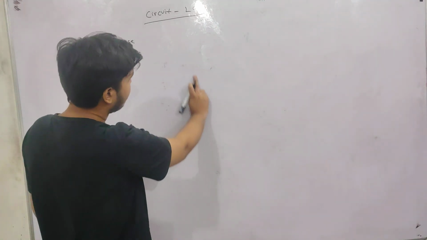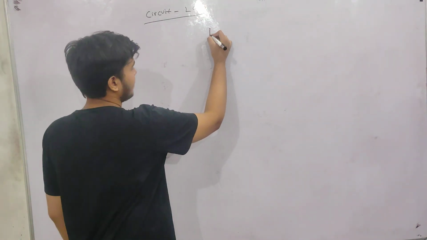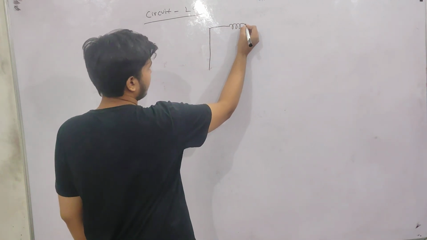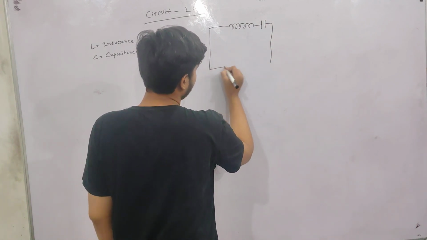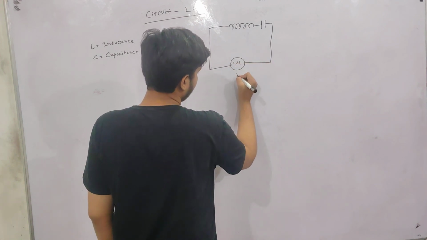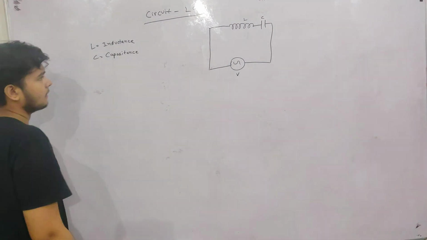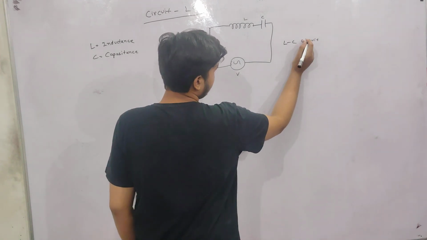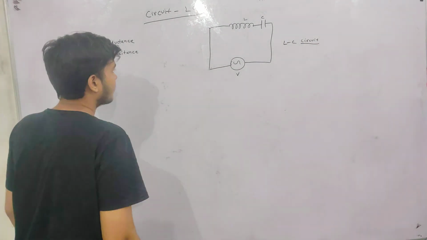By this we mean that in a circuit, if these two things are present, then what will be the direction of the alternating current and the resultant voltage. This is L, this is C. This is the LC circuit.